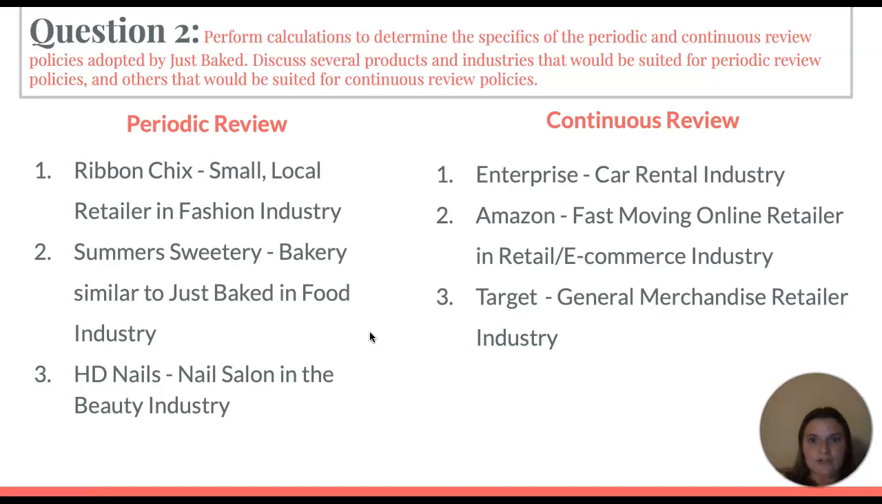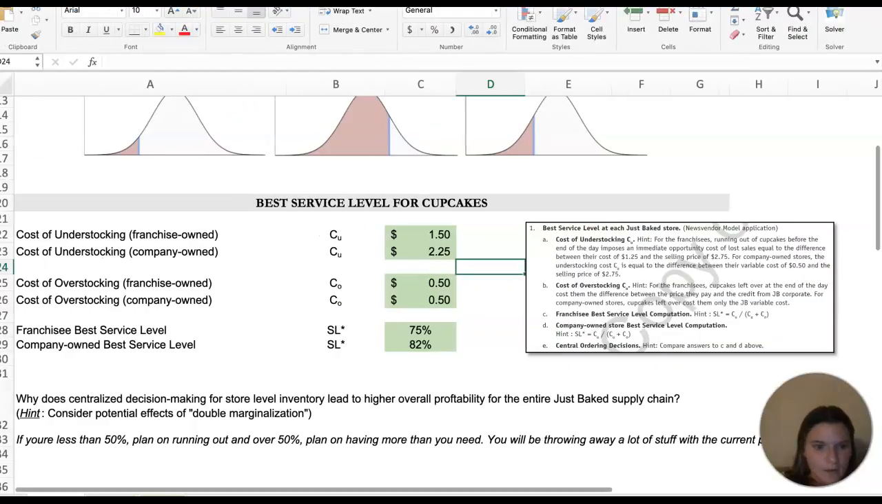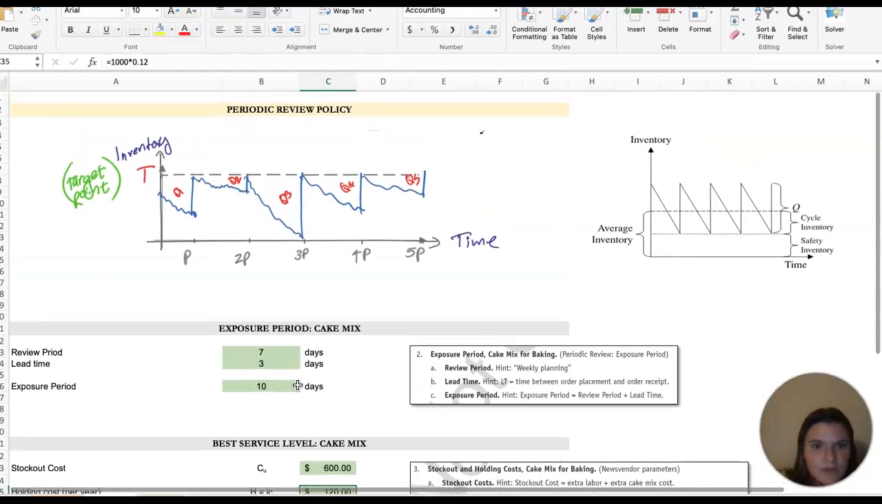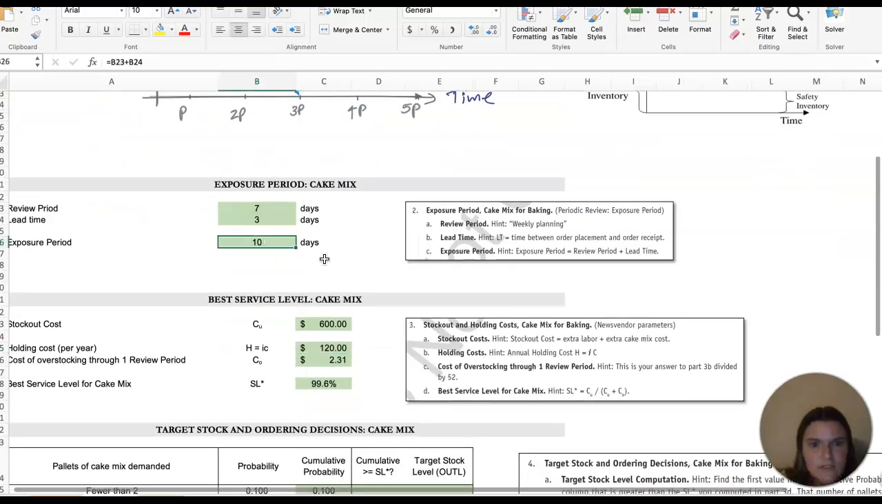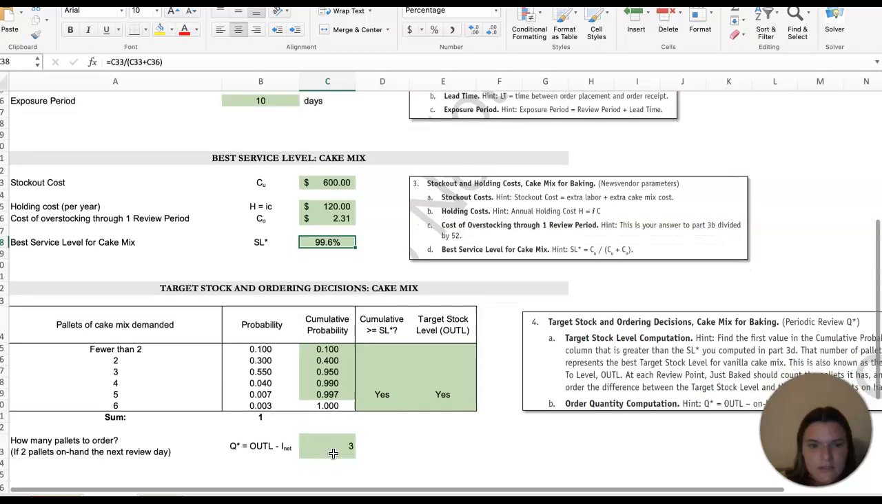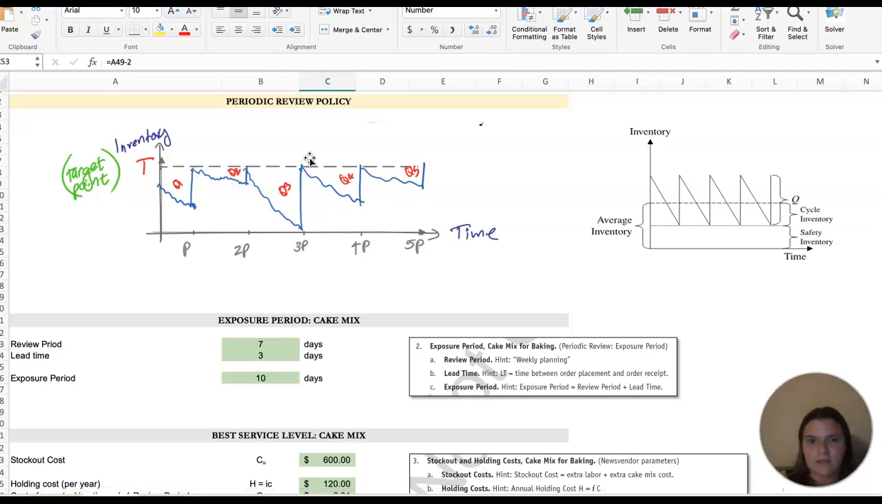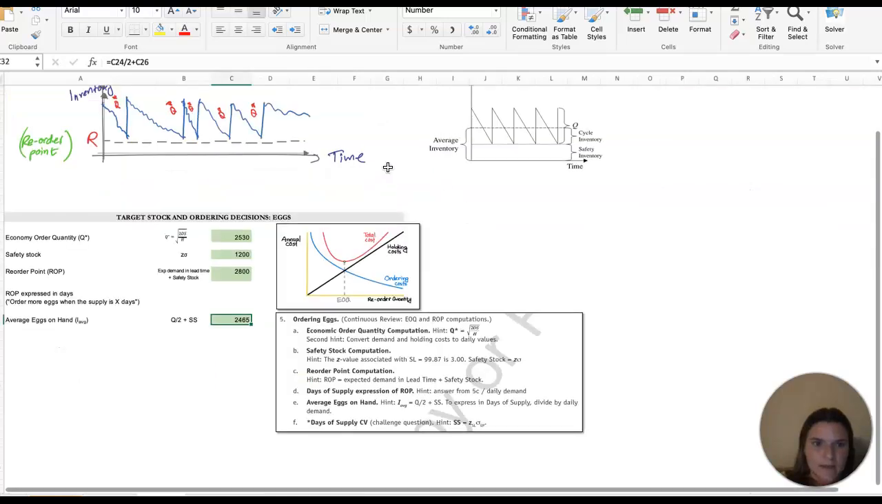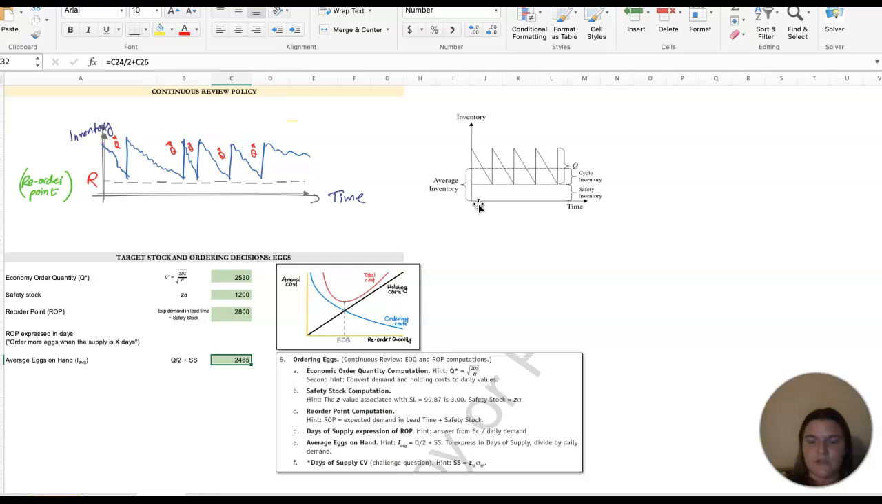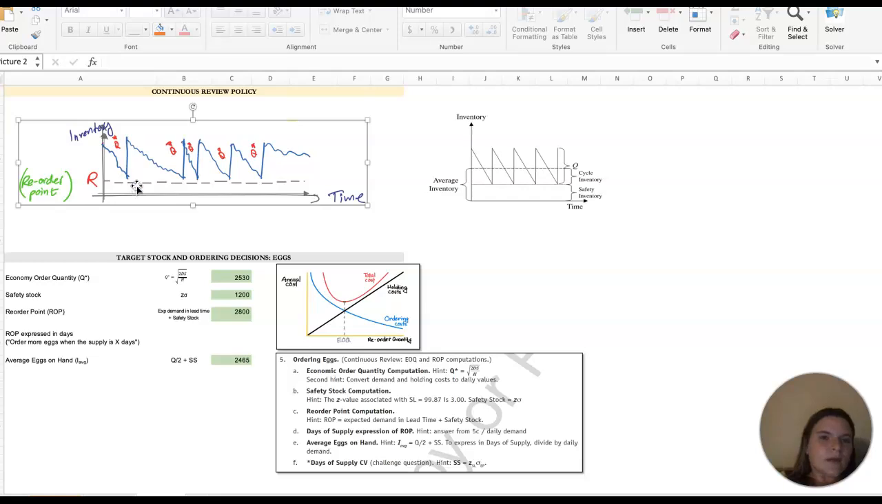Question 2. Perform calculations to determine the specifics of the periodic and continuous review policies adopted by Just Baked. I'll show you that first. So here it is for the periodic review time. 10 days, 99.6, and then around 3 pallets there. So this fluctuates for cake mixes. It varies. It can vary through season or through day. And then this would be continuous review, so they're continuing to review things, and it's at a set level of inventory they can get to before they reorder it.